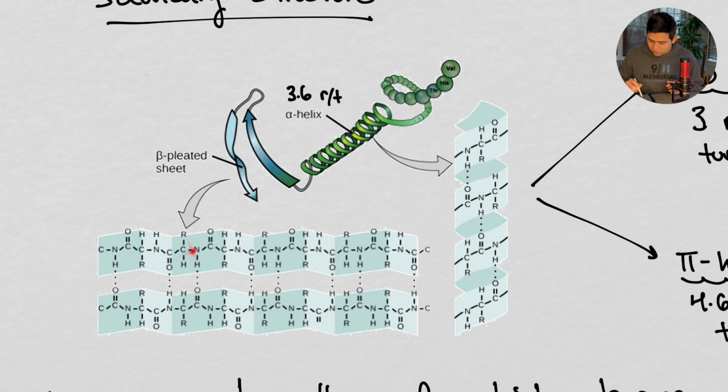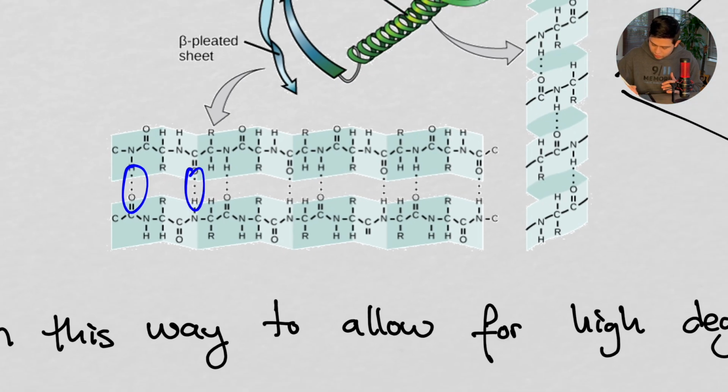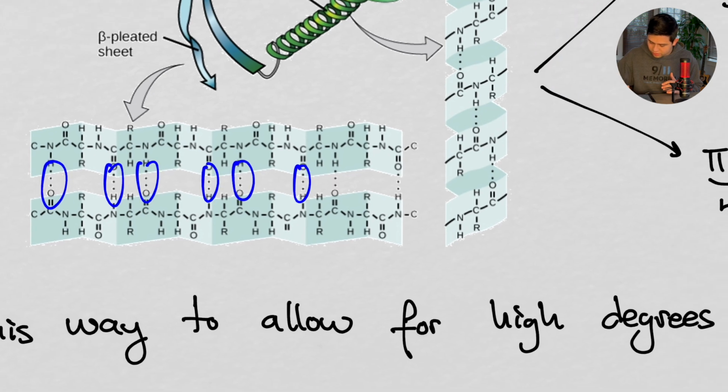Beta pleated sheets are amino acids organized linearly with respect to one another, and they undergo these interactions here, right? So these interactions are hydrogen bonds, right? So there's a lot of hydrogen bonds, and they are interacting.